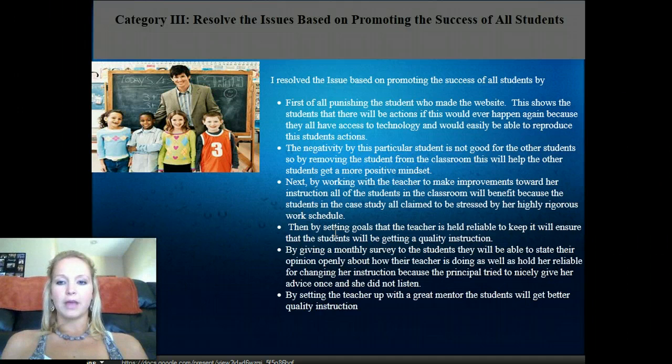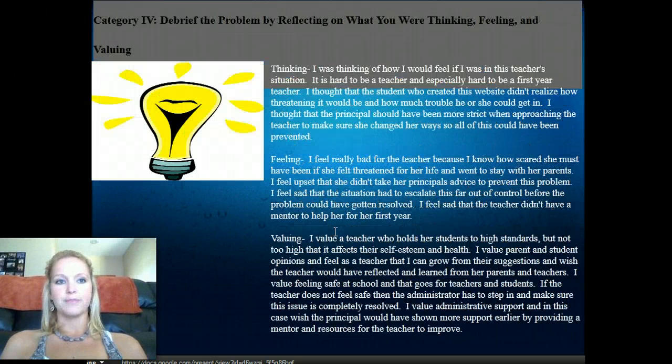Next, by working with the teacher to make improvements toward her instruction, all of the students in the classroom will benefit, because the students in the case study all claim to be stressed by her highly rigorous work schedule. Then, by setting goals that the teacher is held reliable to keep, it will ensure the students will be getting a quality education. By giving a monthly survey to the students, they will be able to state their opinion openly about how their teacher is doing, as well as hold her reliable for changing her instruction, because the principal tried to nicely give her advice once and she did not listen. By setting the teacher up with a great mentor, the students will get better quality instruction, hopefully.